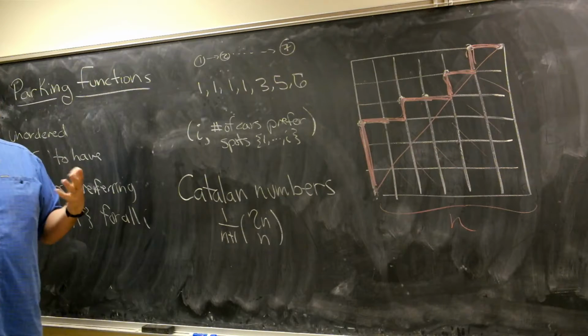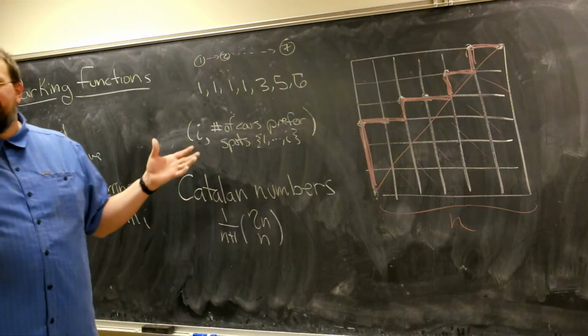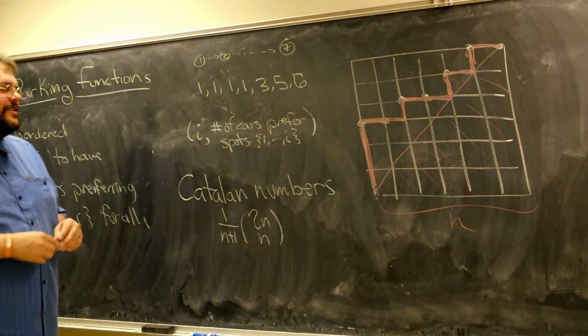And of course, once you have the Catalan number showing up, then you have 100 things you can connect it to. And so you have all these fun things that you can do.